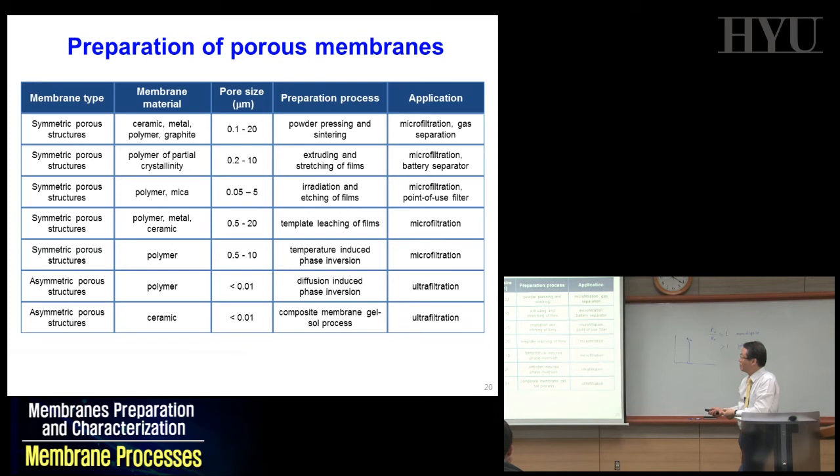You can make films. There are several preparation processes, such as sintering, extruding, irradiation, template plating, phase inversion, and so on. So we'll talk about these membrane preparation processes.